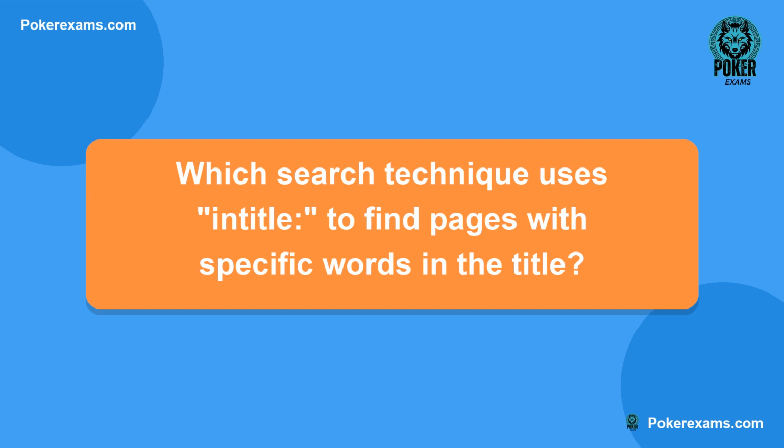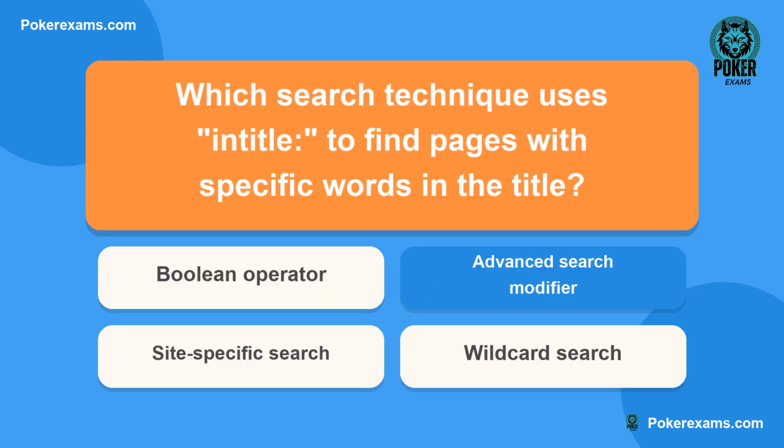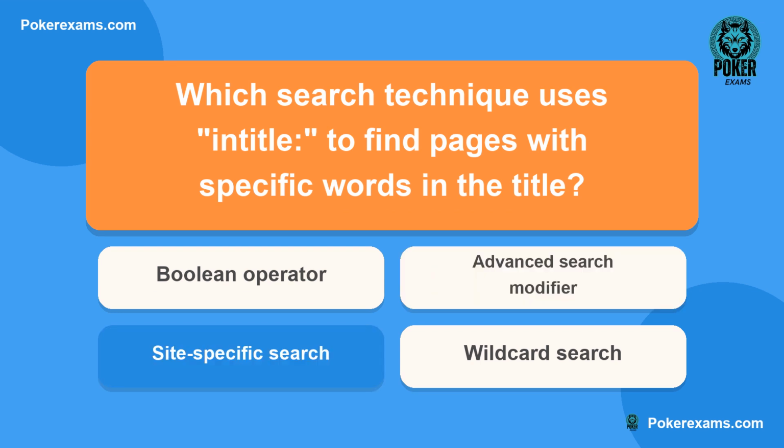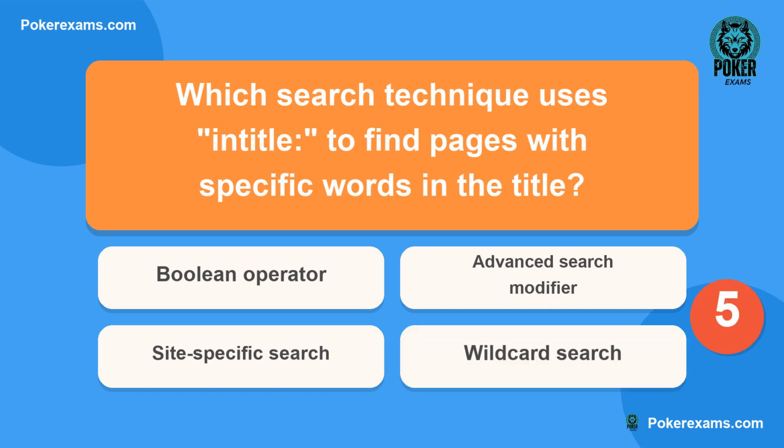Next question. Which search technique uses "in title" to find pages with specific words in the title? Is it A, Boolean operator? Or B, advanced search modifier? Could it be C, site-specific search? Or lastly, D, wildcard search?